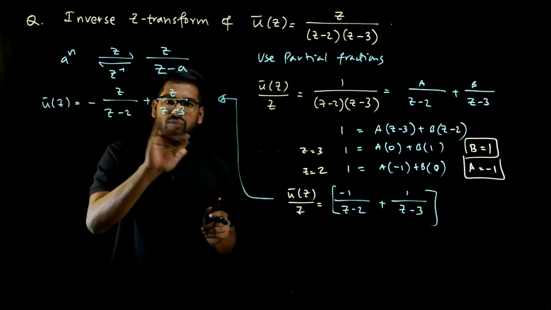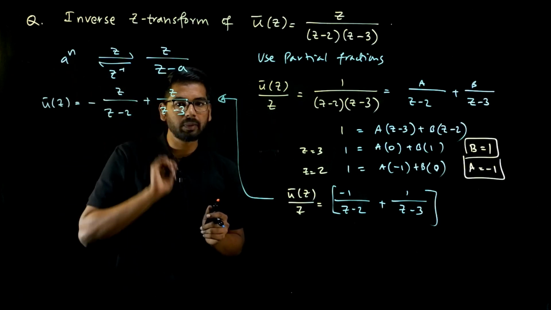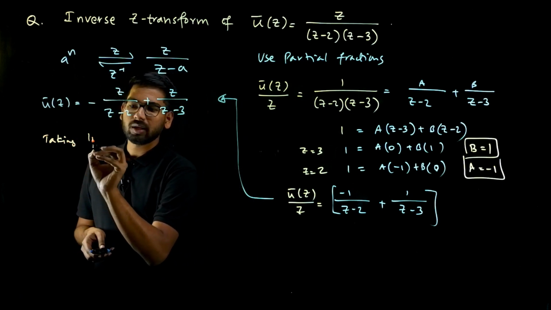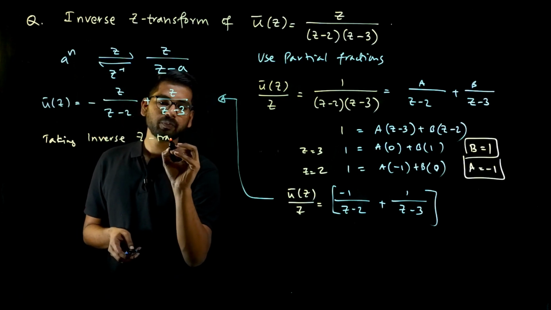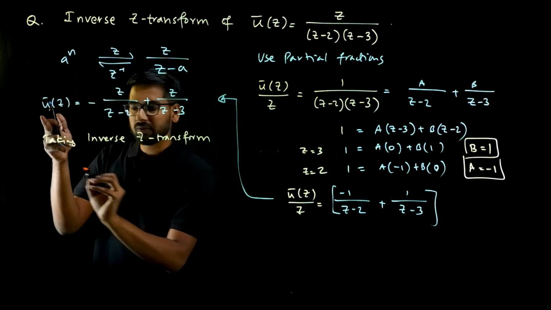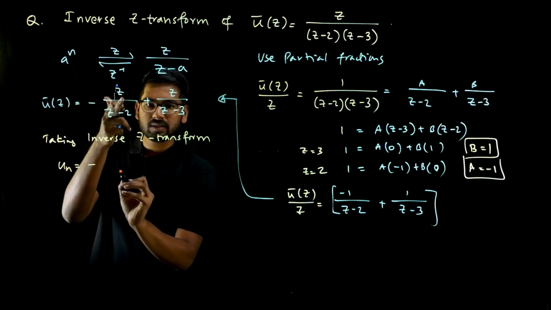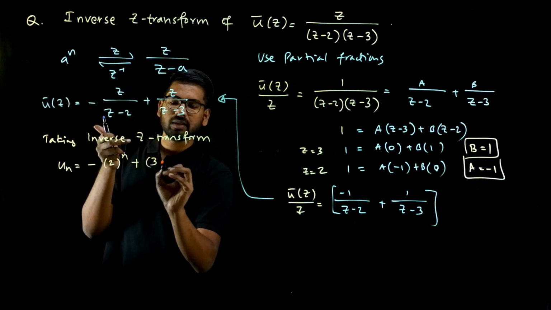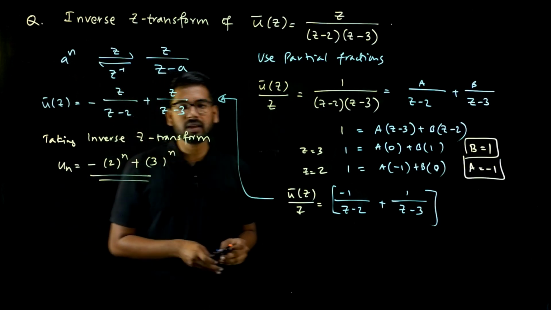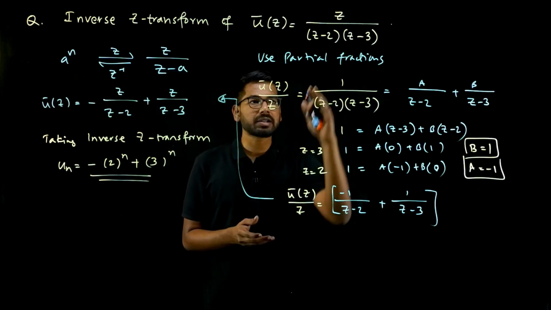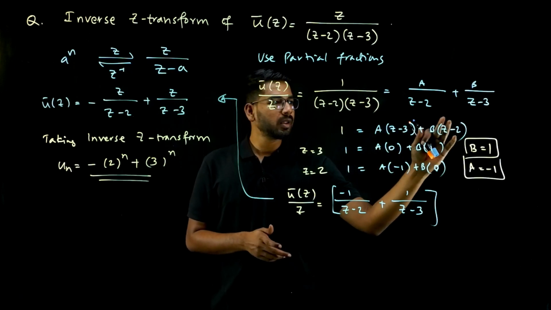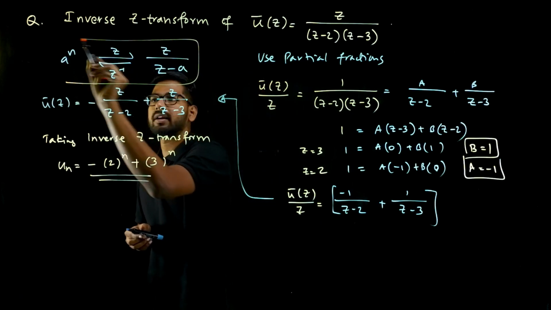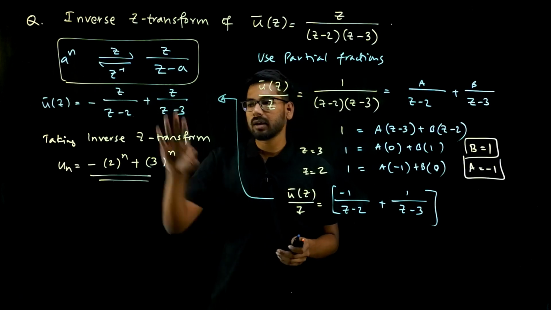So the inverse Z transform of these two terms is just a power n, that is 2 power n and 3 power n respectively. So taking the inverse Z transform of U bar of z, u n is minus 2 power n plus 3 power n. So this is the way you take inverse Z transforms. You use partial fractions to split the given expression and bring it to known forms, known identities. You can call them identity transforms, and then convert by comparison.